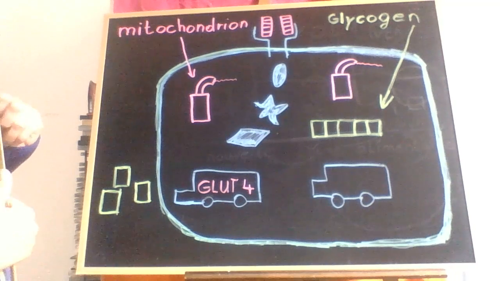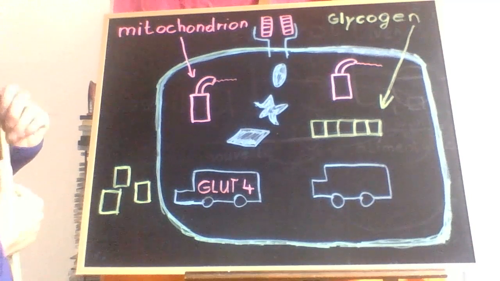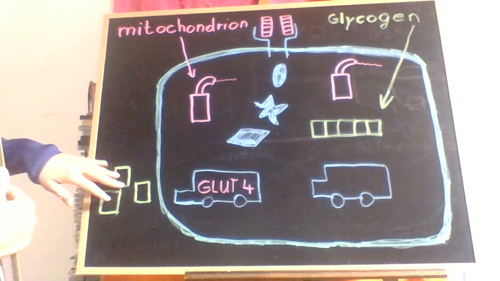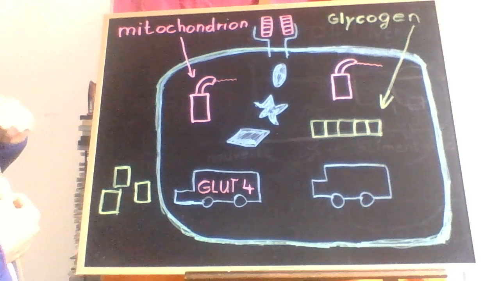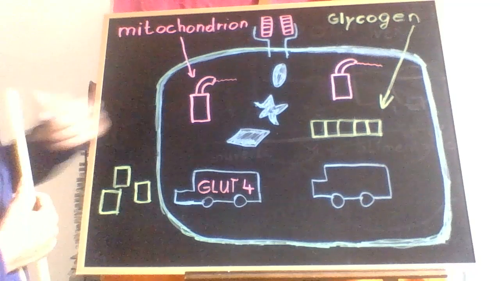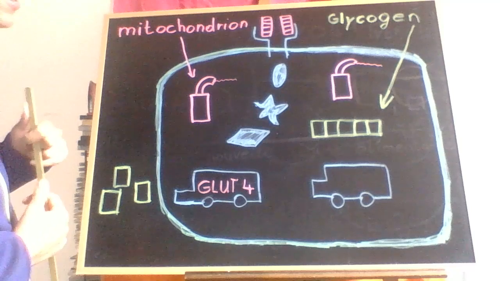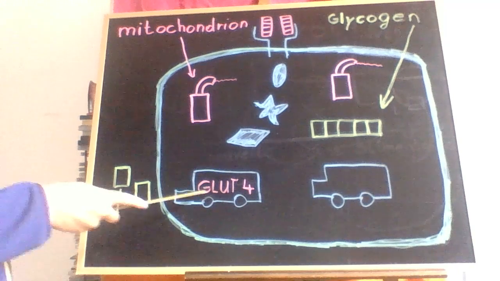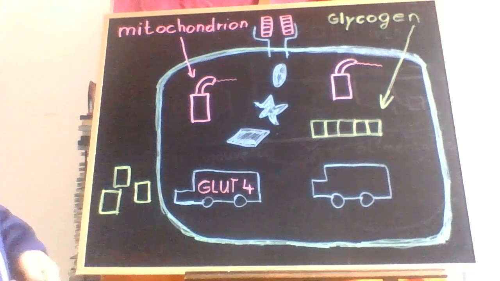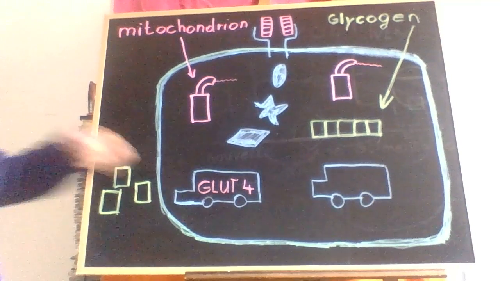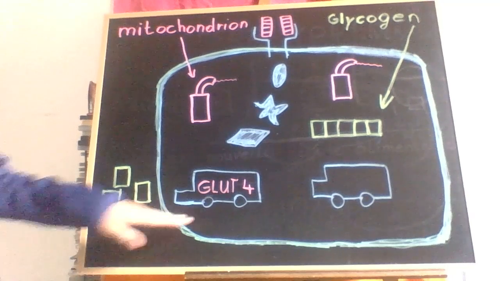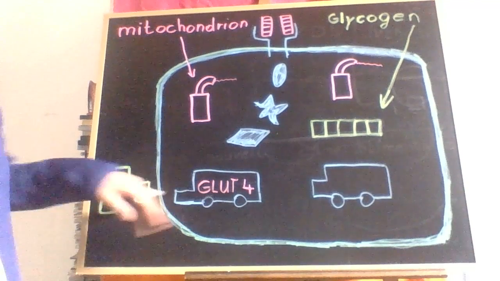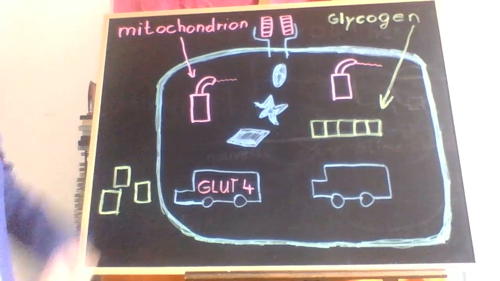So now I'm going to focus only on sugar. So sugar is waiting here outside of the cell for the transporter to transport him into the cell. The transporter that will transport the sugar is GLUT4. So how does it get activated? Because it must receive a message that he should come and get the sugar inside the cell.